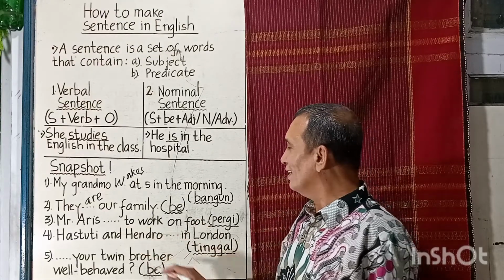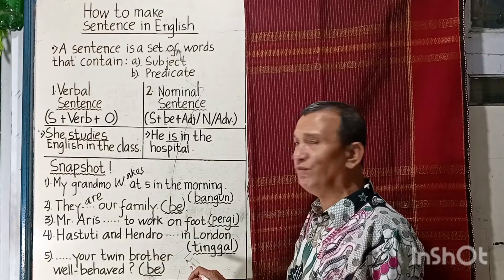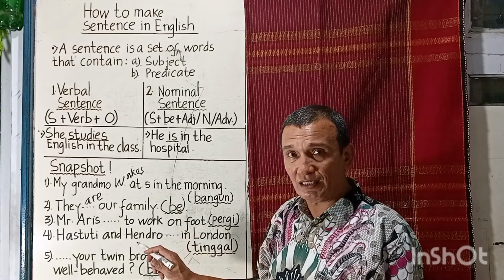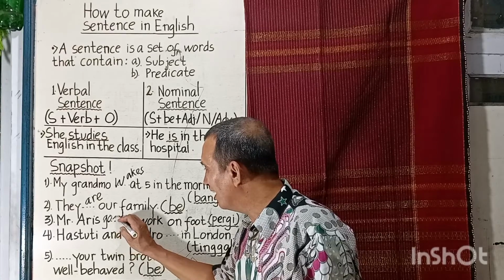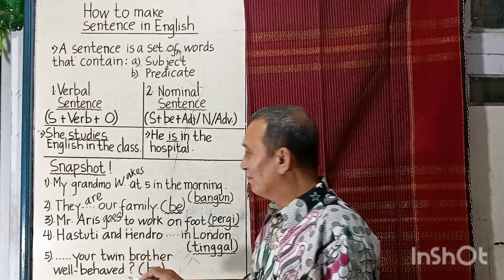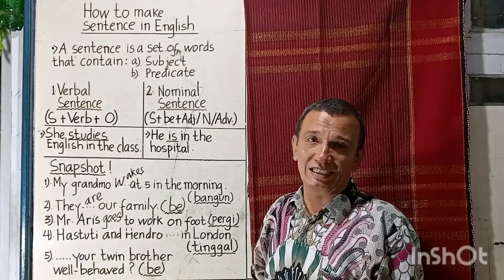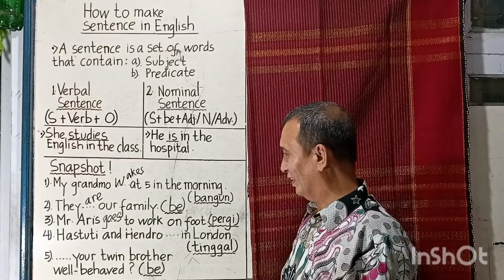Next, number 3. Mr. Aris to walk on foot. Pergi. What do you say? Mr. Aris ketiga tunggal goes. Mr. Aris goes to walk on foot. Pak Aris pergi kerja jalan kaki, dengan jalan kaki, on foot.